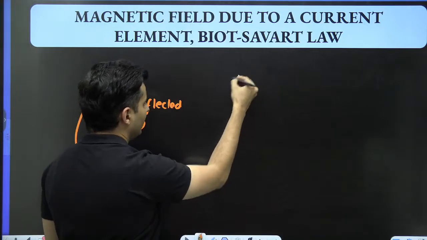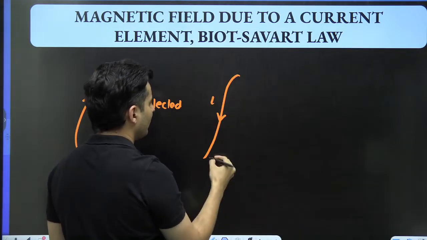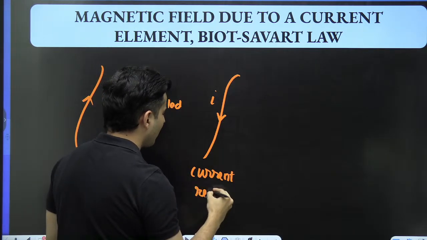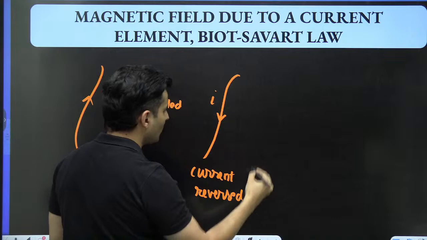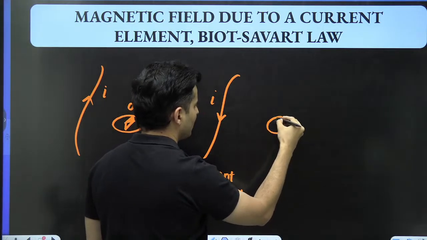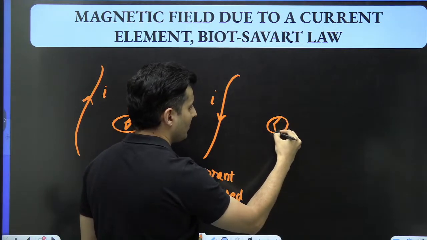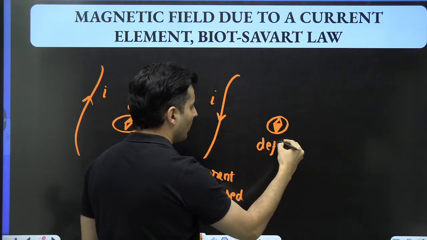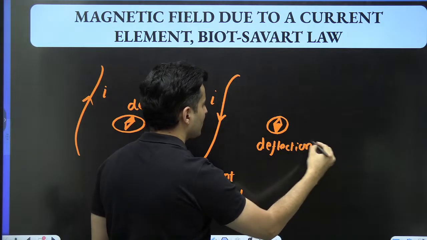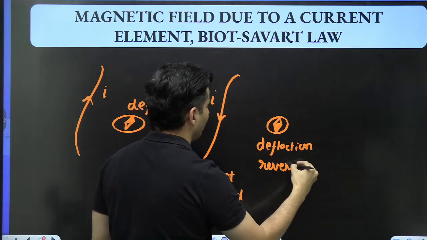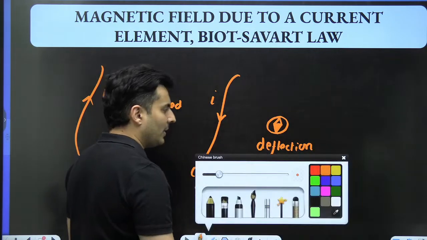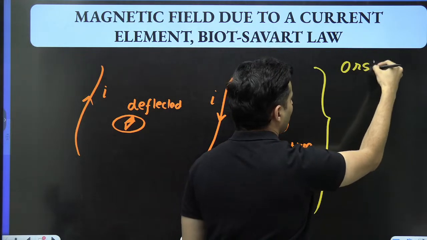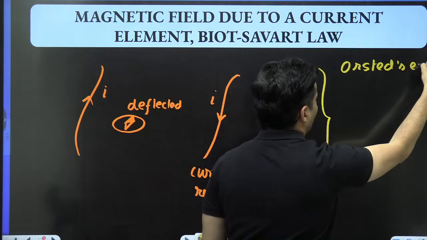And if the direction of the current was reversed, then he saw that the same needle at the same distance, at that same particular point, also reversed its direction. So the deflection was on the other side. The deflection also gets reversed. This particular experiment was Oersted's experiment.